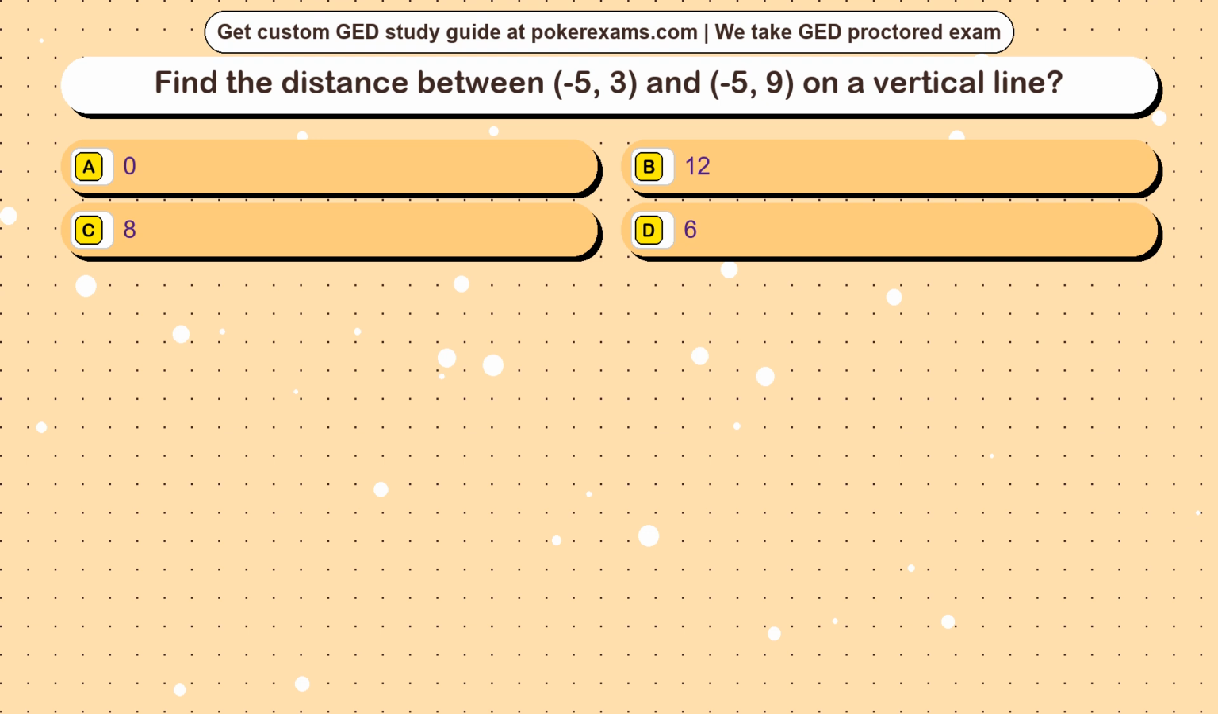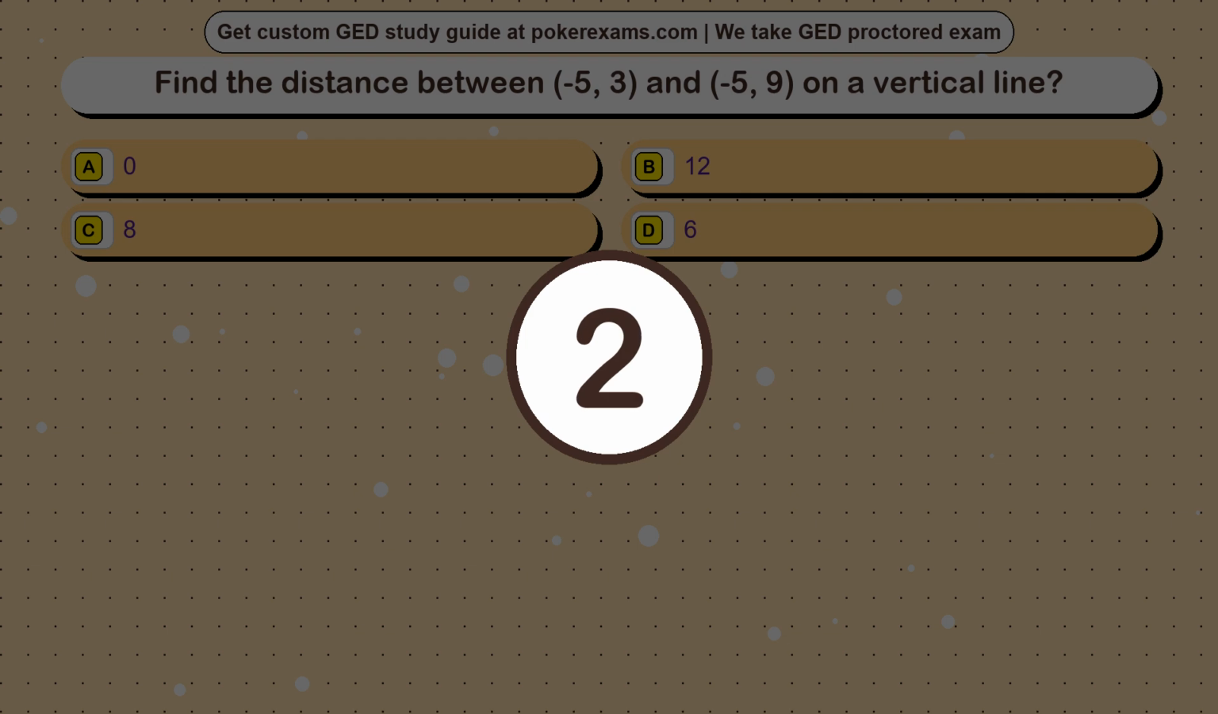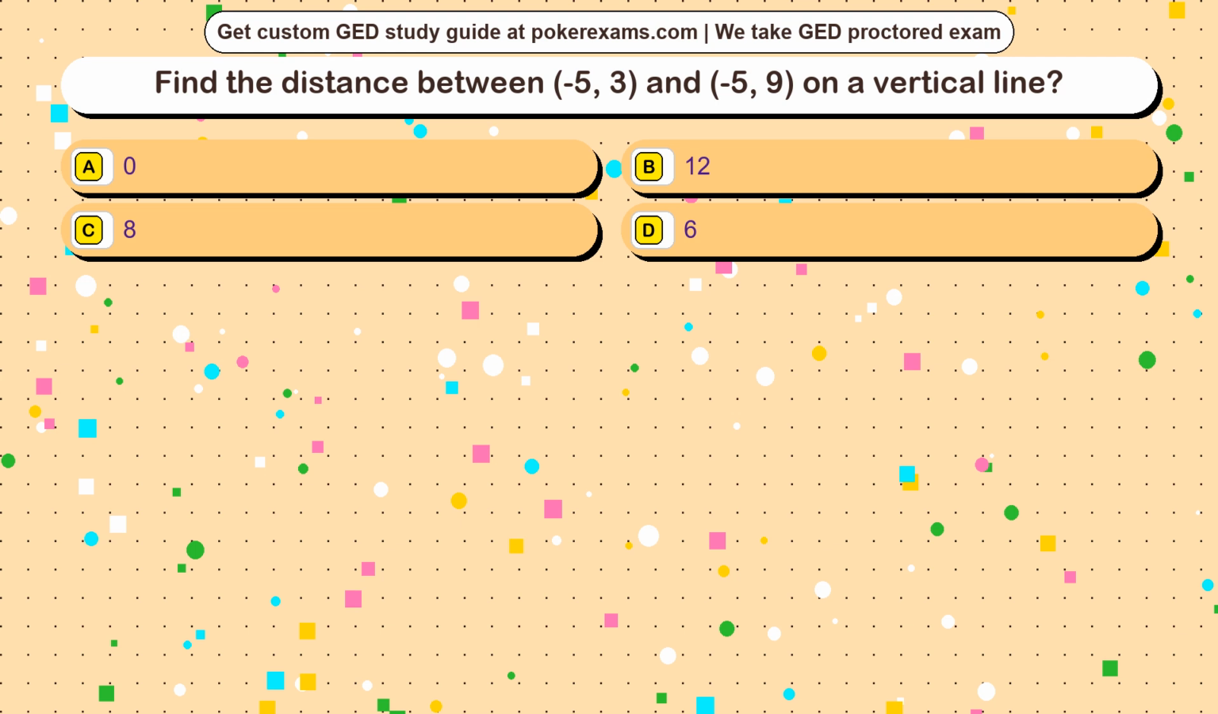Question 8. Find the distance between (-5, 3) and (-5, 9) on a vertical line. Option A, 0. Option B, 12. Option C, 8. Option D, 6. The correct answer is option.